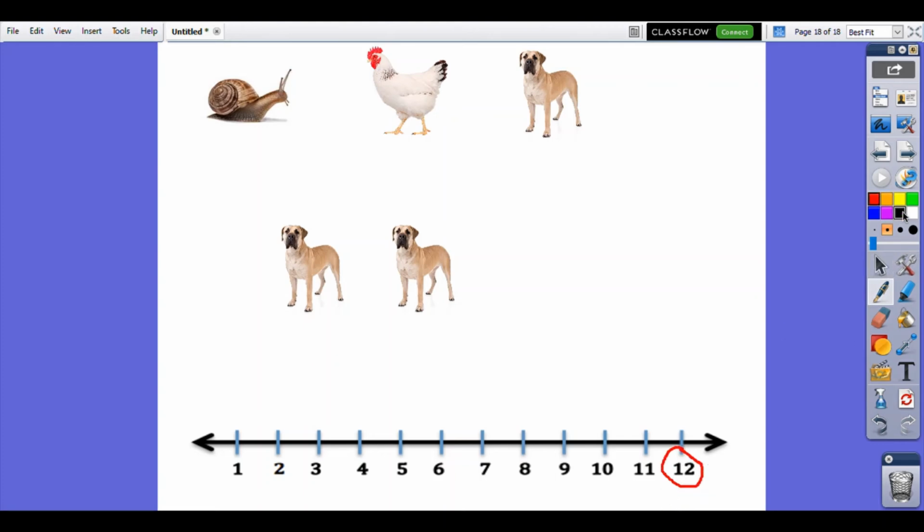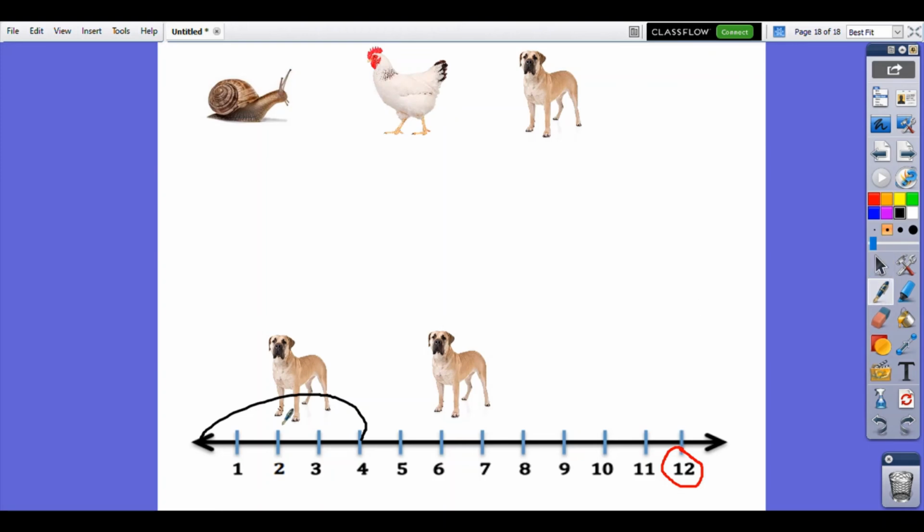Altogether, I wonder how many lots of 4 legs. That's dog number 1. Actually, I'm going to put him on top of it. Dog number 1 has got 4 legs. Dog number 2 has got 4 legs. 1, 2, 3, 4, 5, 6, 7, 8. So I'm going to jump to the number 8. Dog number 3 has also got 4 legs. We've got 1, 2, 3, 4, 5, 6, 7, 8, 9, 10, 11, 12.